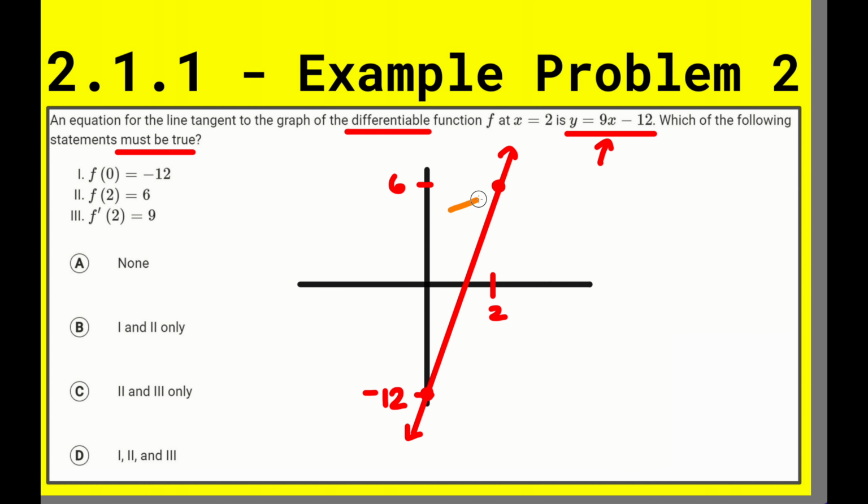I'm going to do something like that. It doesn't really matter. So it's tangent at that point, and then I'm just going to end the function over here like this. It doesn't really matter. So that's what f is looking like.